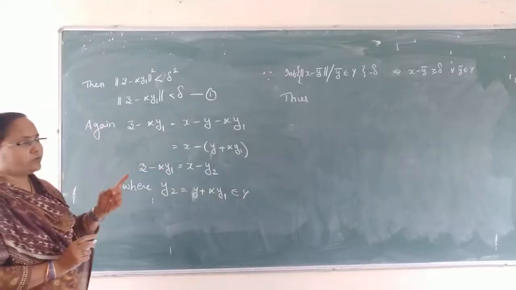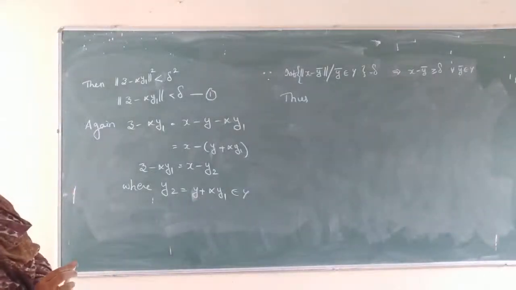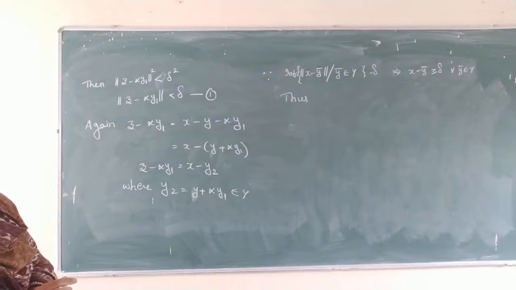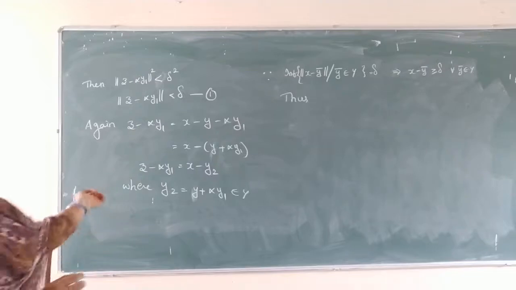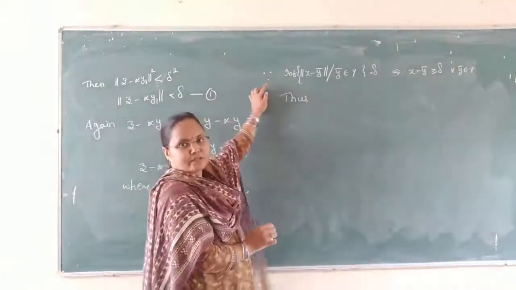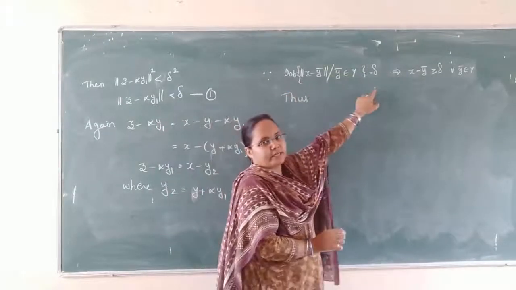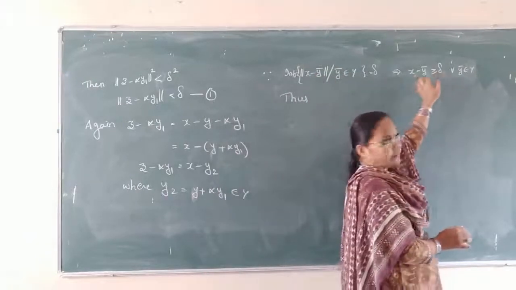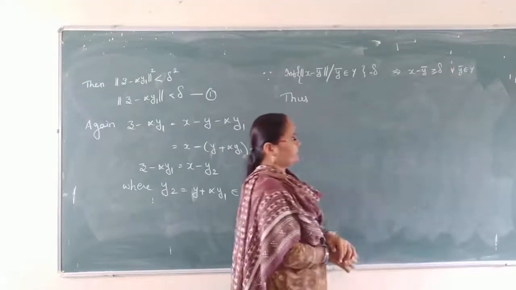Now we have to write the delta formula. You already know delta is having two formulas. One is delta is equal to norm x minus y, and the second one is delta is equal to infimum of norm x minus y bar such that y bar belongs to Y. The second formula here we are using. From this, infimum of this set of values is equal to delta. Infimum means a least value. That's why individual values are greater than or equal to delta for all y bar belongs to Y.